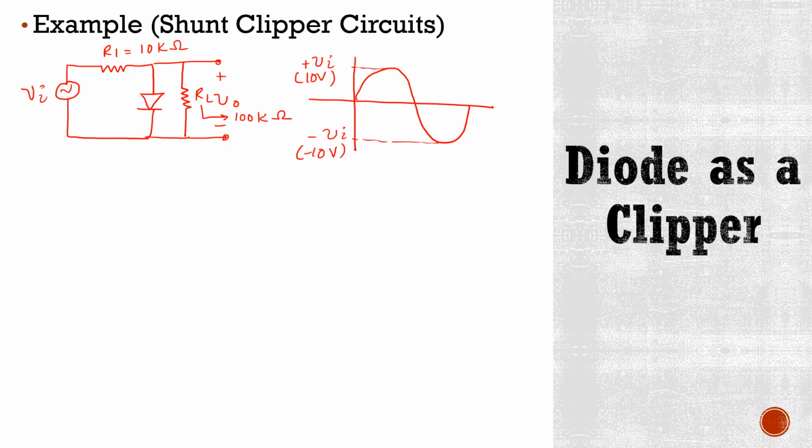Now, if you have an input signal like this, where this is plus Vi and it is 10 volts, and this is negative Vi and it is minus 10 volts. And here if this R1 is 10 kilo ohms and this RL is 100 kilo ohms, how are you going to start your analysis? Again, you will look at the direction of diode, and we know that this diode will be on during positive half cycle of the input signal. So we start our analysis from positive half cycle of input.